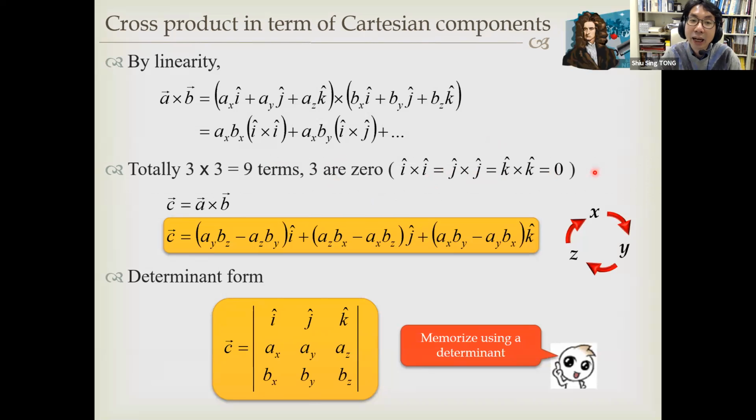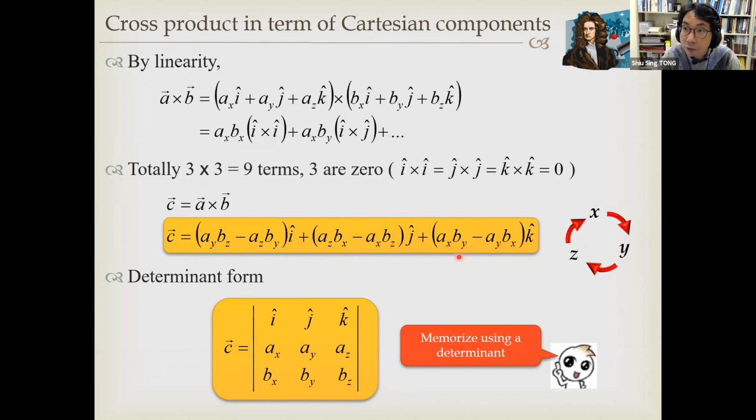Okay, and what is left, I use this cycle. I cross J is K, and J cross K is I, and in the reverse direction I have a minus sign. So eventually I got this complicated expression. The I component is AY BZ minus AZ BY. The J component is AZ BX minus AX BZ, while the K component is AX BY minus AY BX.